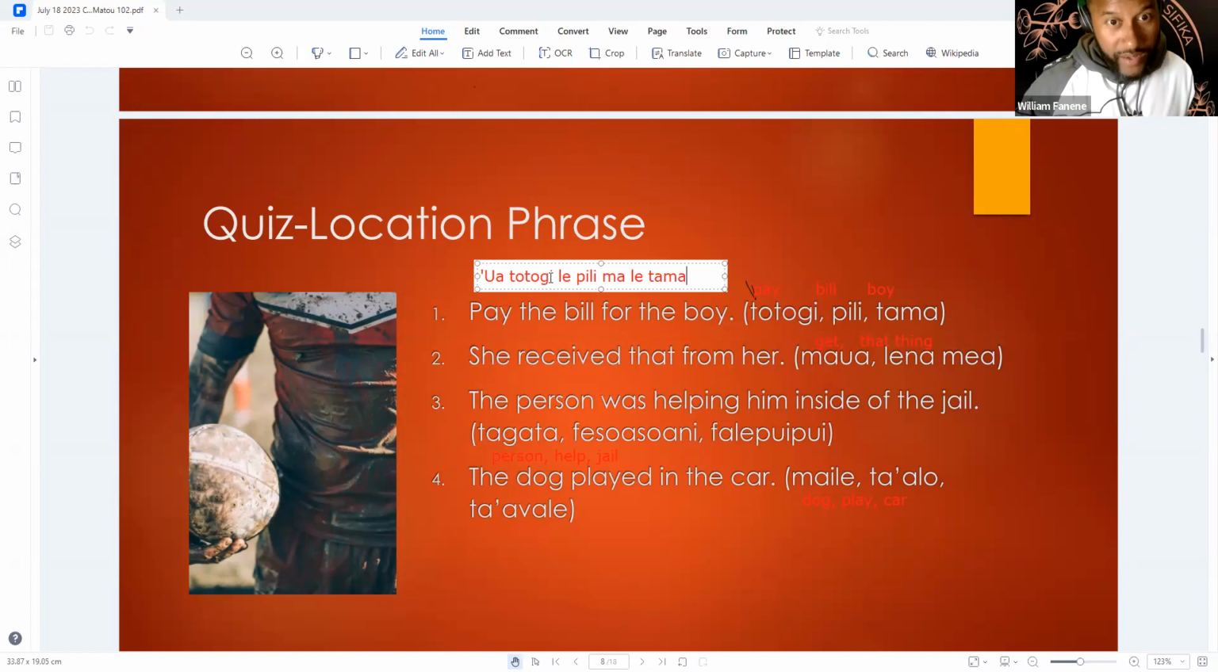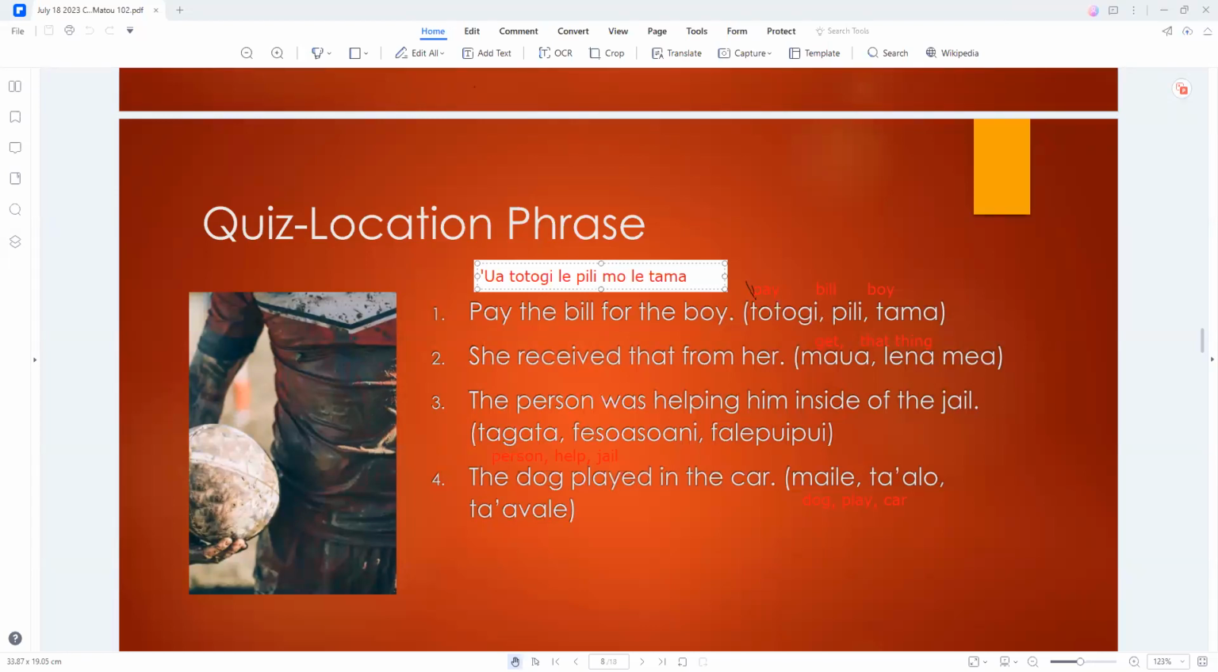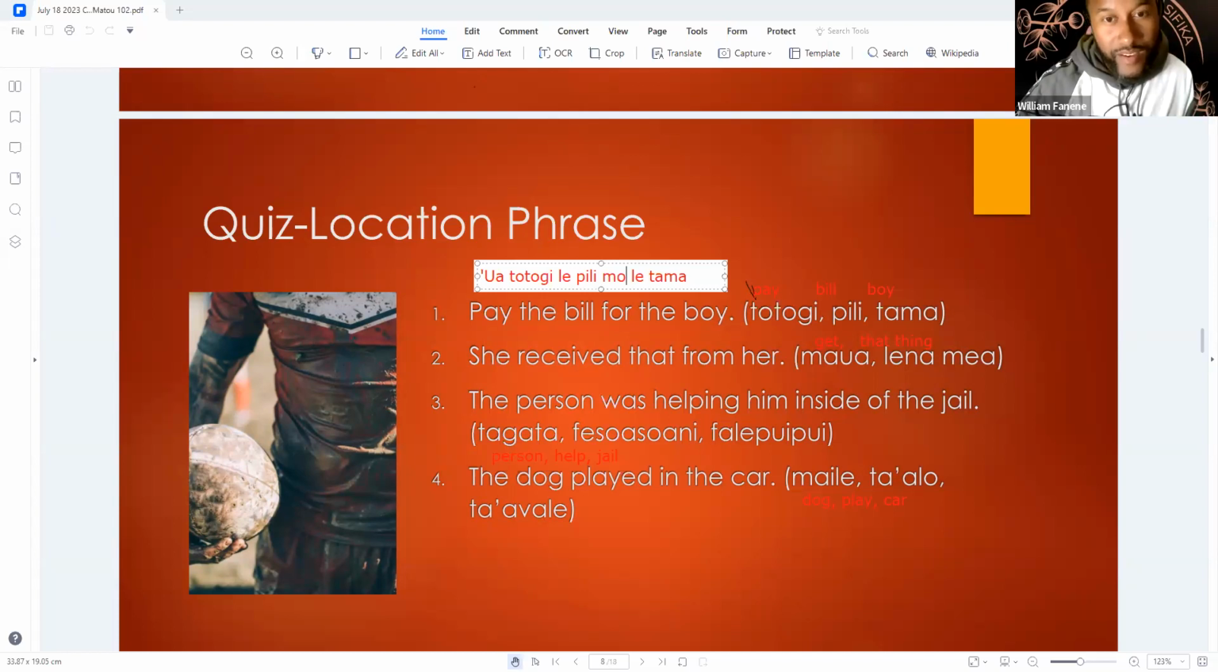So we have has paid the bill, and the boy. So ma in Samoan... there's a different way to say it. Maybe I thought we went over it, but maybe not. It's going to be mo. Mo is another preposition, and it means for. I think you did go over it. I just got it mixed up. I know we went through it fast because it was toward the end of the last class. So I wasn't sure if we did it or not.